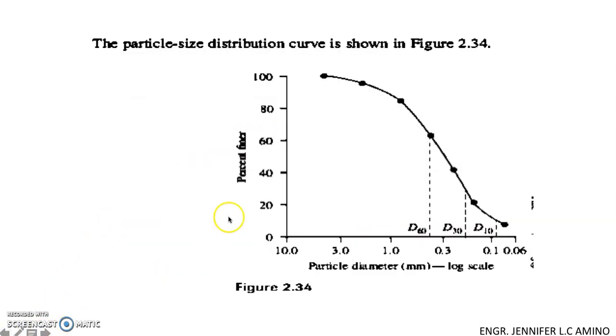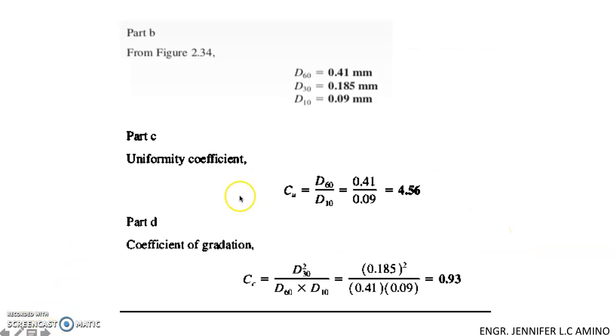And the last one is D10. So D10 is here. This is the 10% finer. You draw a horizontal line, and it should intersect with the particle size distribution curve. On this intersection, you draw a line downward. Then you read this particle diameter, which corresponds to the diameter for 10% finer, and approximately that is equivalent to 0.09 mm.